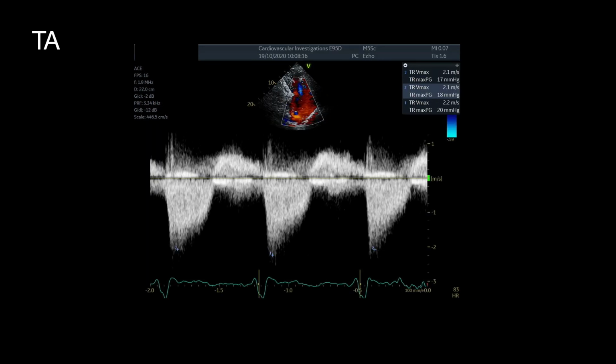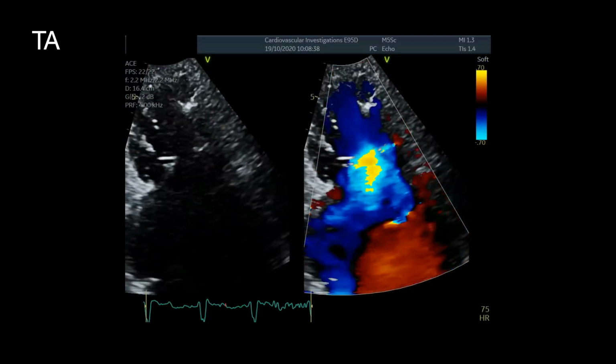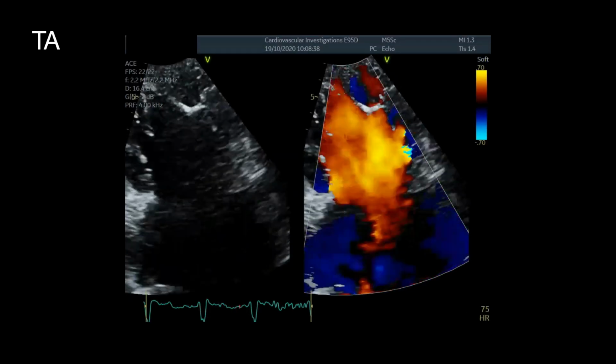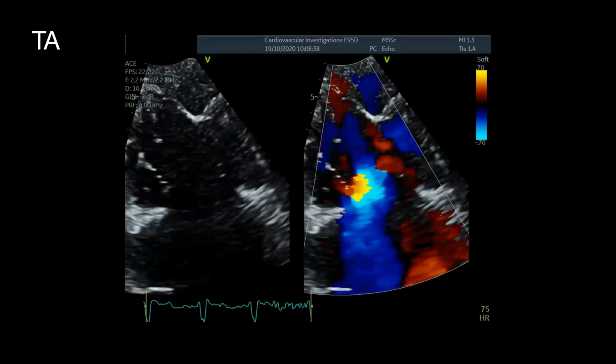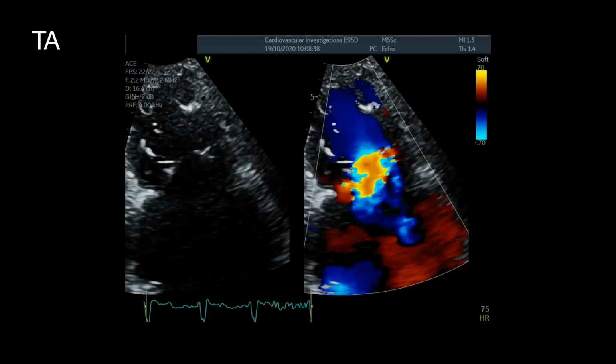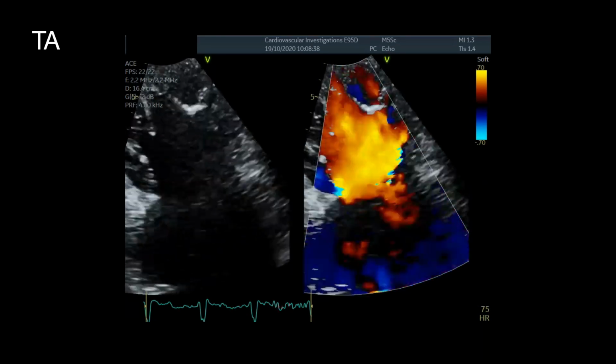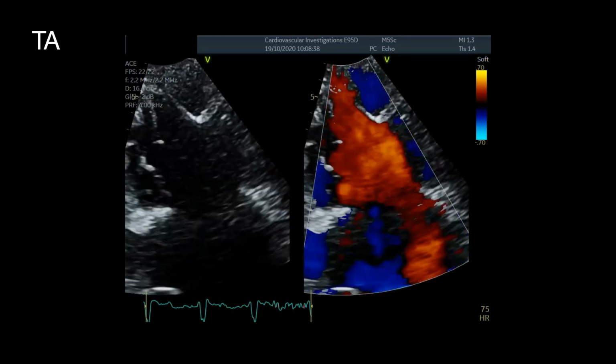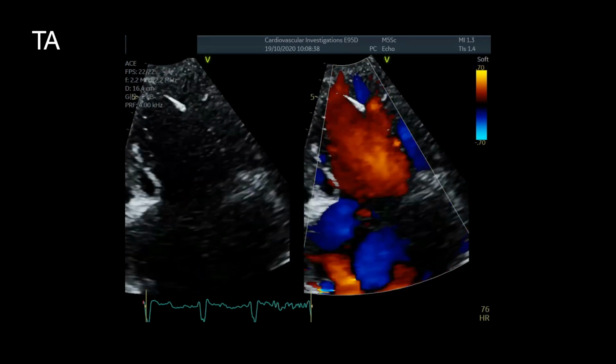So when you see that rapid down, or the kind of vertical downstroke of the TR jet, that indicates the rapid equilibration, and then you have kind of this dagger-shaped spectral trace. So you suspect that's underestimating RVSP. And it might be a bit easier to see in this image. So you can see that in the 2D image on the left, it really looks like those tricuspid valve leaflets aren't coapting, and that's resulting in this free-flowing TR.